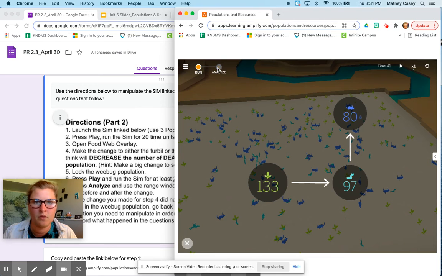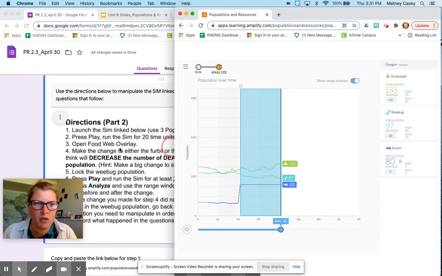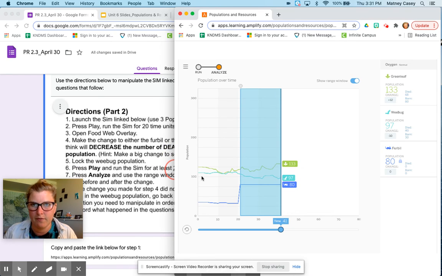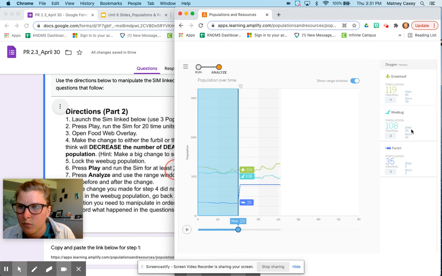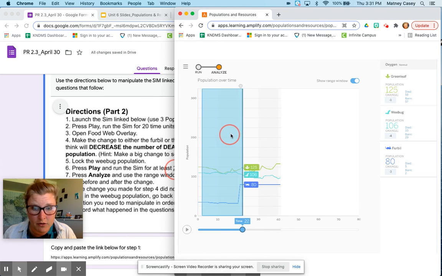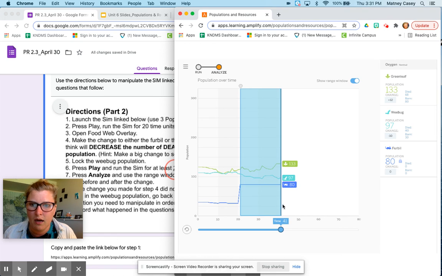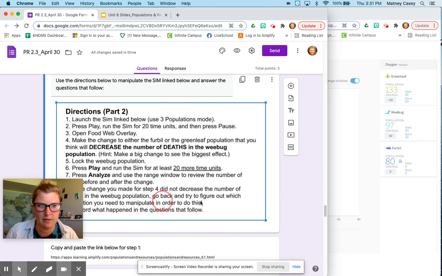Similar to before, except you're now looking at the number of deaths of the wee bug population. So you're looking up here at this died number. If I move this over, it shows you the time unit at 20, and it tells me that 26 wee bugs died. I increased the furbill population, and then I moved it to 20 more time units later, so at 40-ish, and 40 wee bugs died. Use that information to help you work through these sim directions and then answer the questions that follow. You got this.